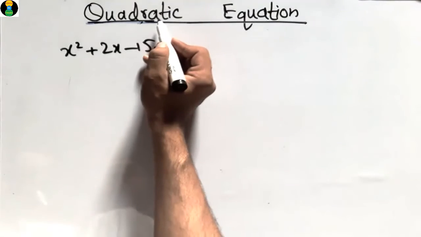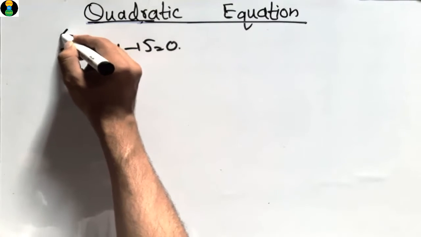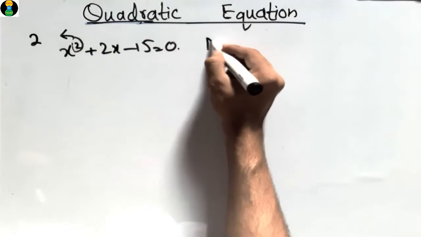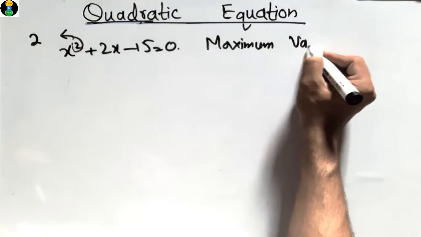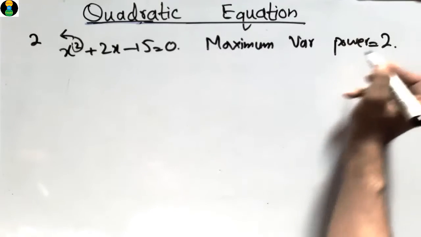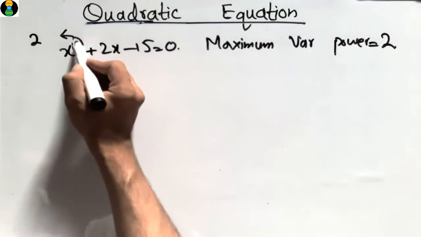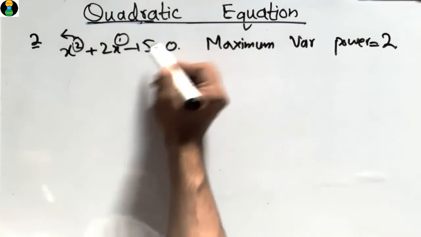A quadratic is the type of equation in which the maximum variable power is equal to 2. When the maximum variable power is equal to 2, we call it a quadratic equation. Here in this case the maximum variable power is 2, so we take it as a quadratic equation.